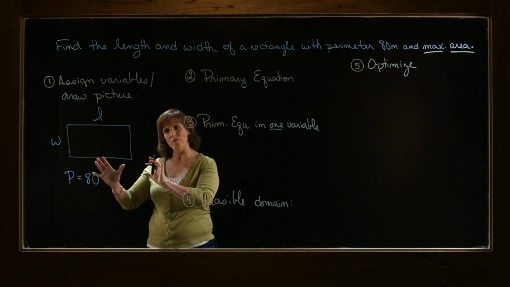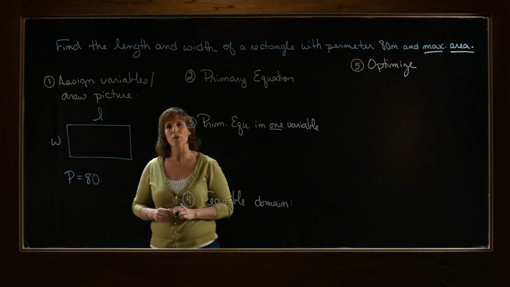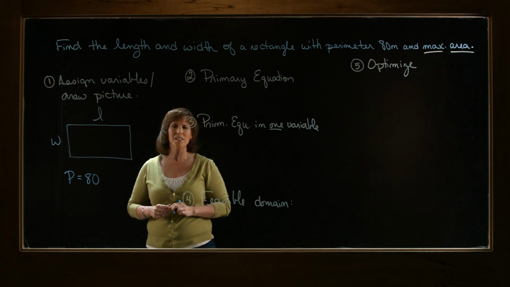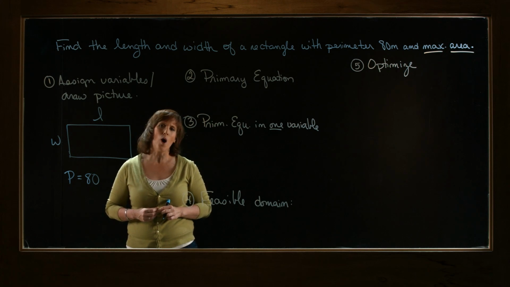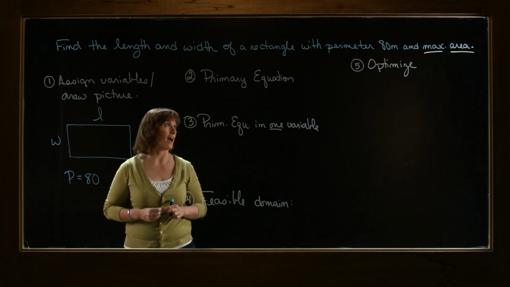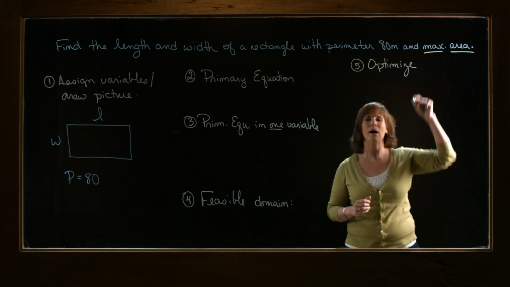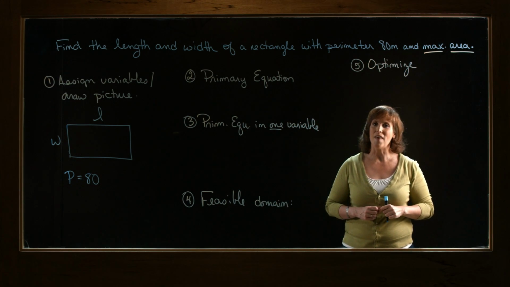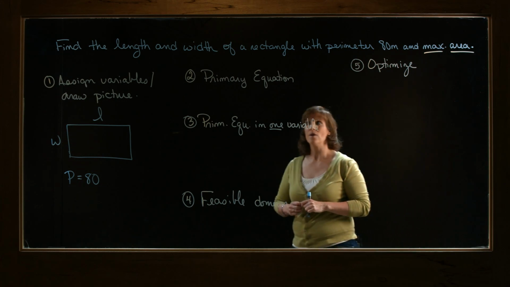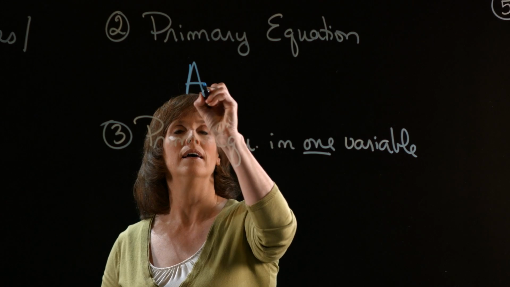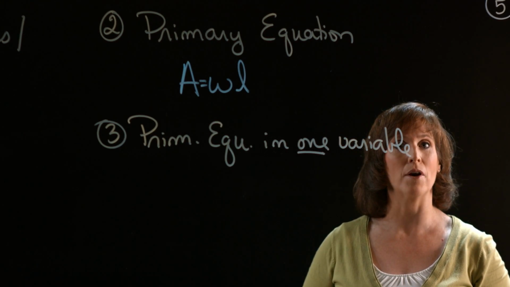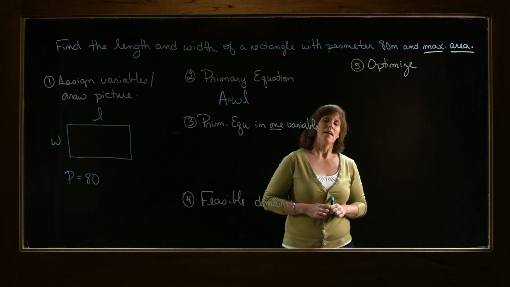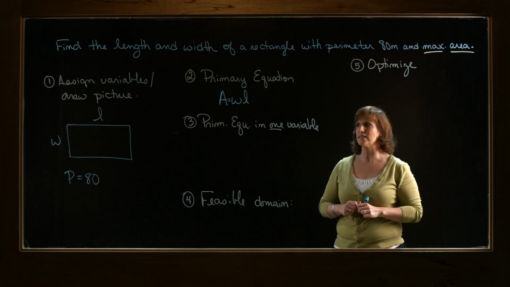All right, now that I have a visual of what's happening, I need to come up with a primary equation. This part can sometimes be tricky. What is my primary equation? You always go back to what it is that you're trying to find. I know I'm trying to find the maximum area. That means I need an equation for the area of my rectangle. We know that the area of a rectangle is the width times the length. That's my primary equation.